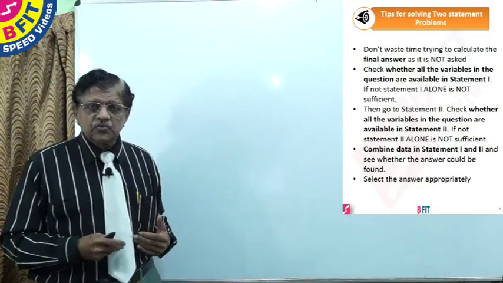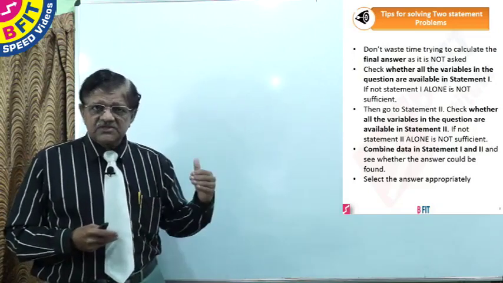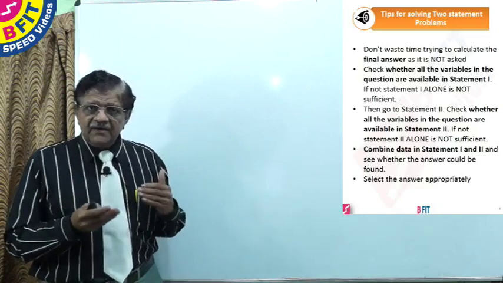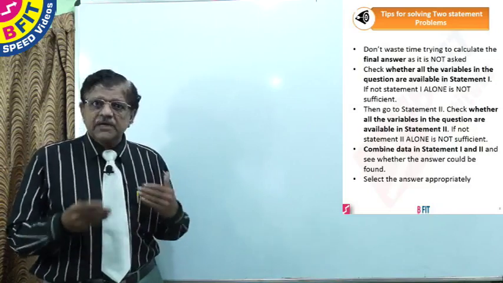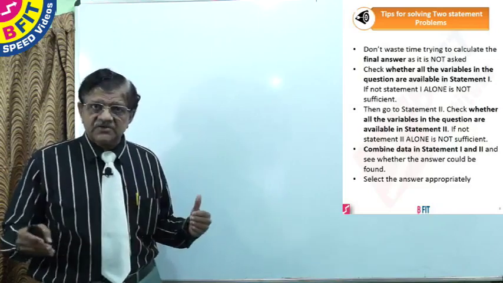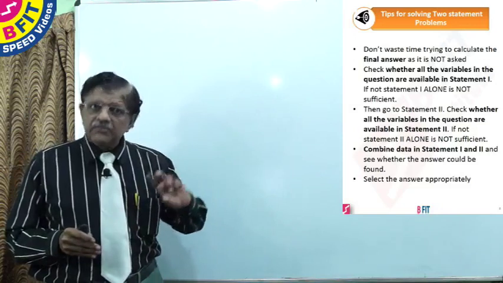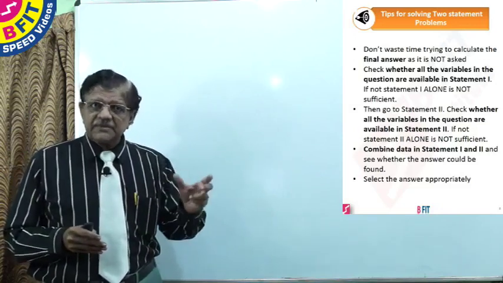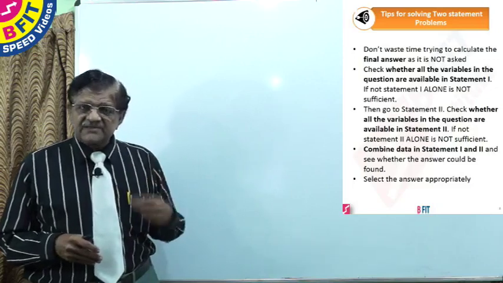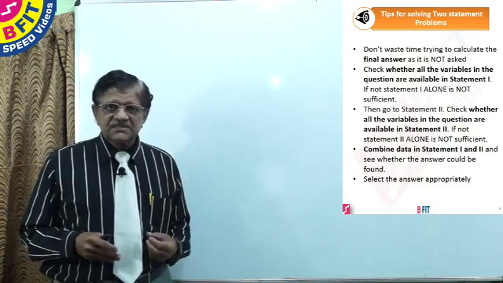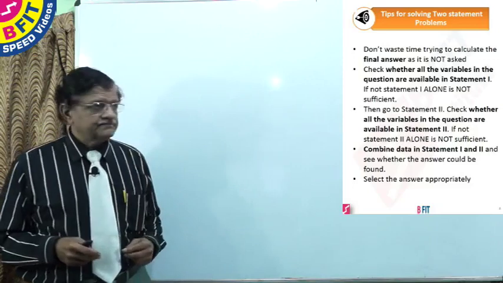Then go to statement 2. Again find what are the variables in the question and how many variables are there in the data. If 1 or 2 variables are missing, then statement 2 alone is not sufficient. Then check with both, whether all the variables are available in both statements. Then you can go straight away to the third step and find out the answer.